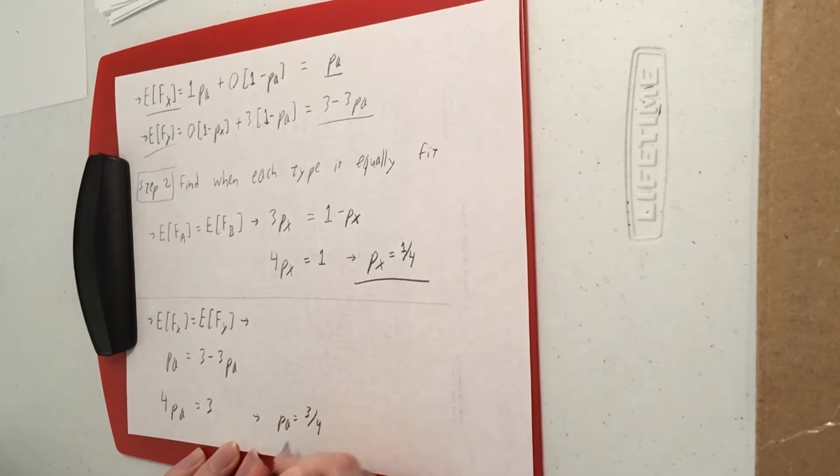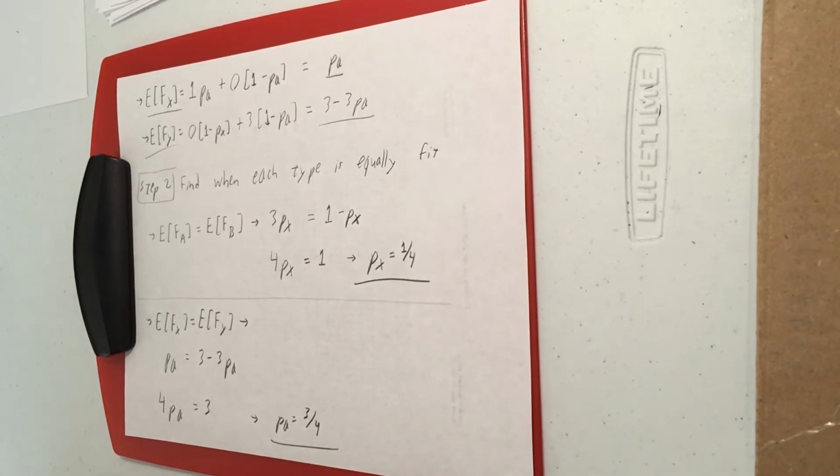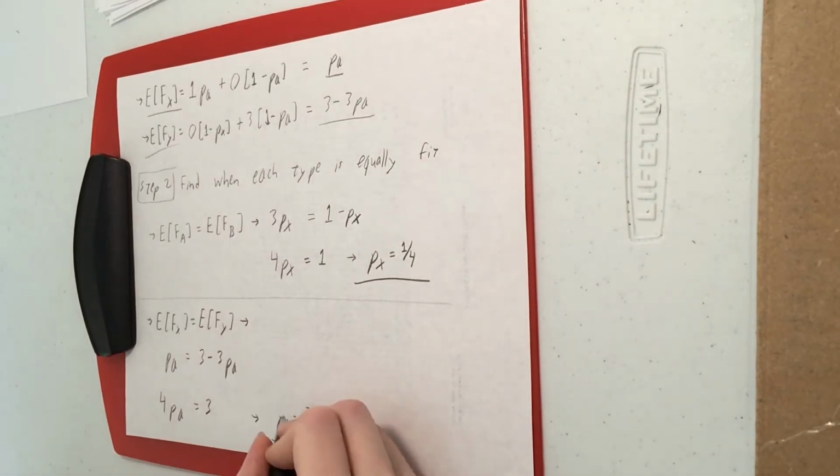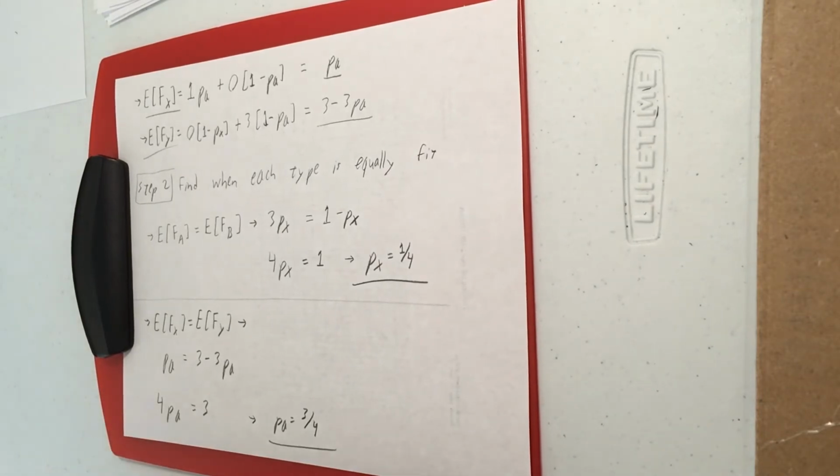So the same principle applies here as well. The fitness of the X and Y types depends upon the fraction of A and B types, the other species. So that wraps up step 2. We know each type of each species is equally fit. The last step is to draw the graphs and analyze stability.